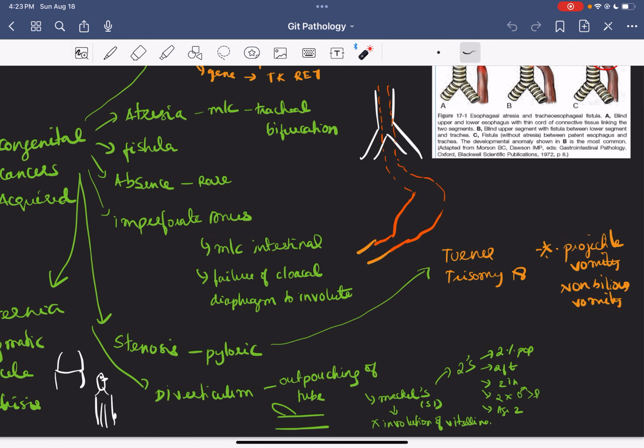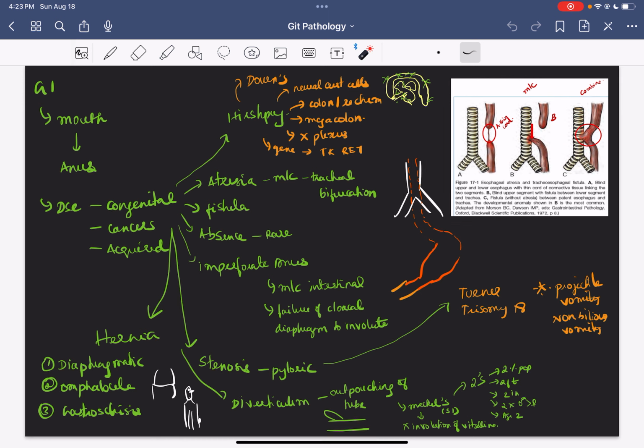Imperforate anus. What is imperforate anus? It is seen at the anus, in the colon and at the rectum. It involves failure of the cloacal diaphragm to involute. That's the pathophysiology behind it. So during embryonal development, there is a cloacal diaphragm at your anus, and that involution is failed or absent. As a result, the anus doesn't open; it remains closed. That's your imperforate anus.